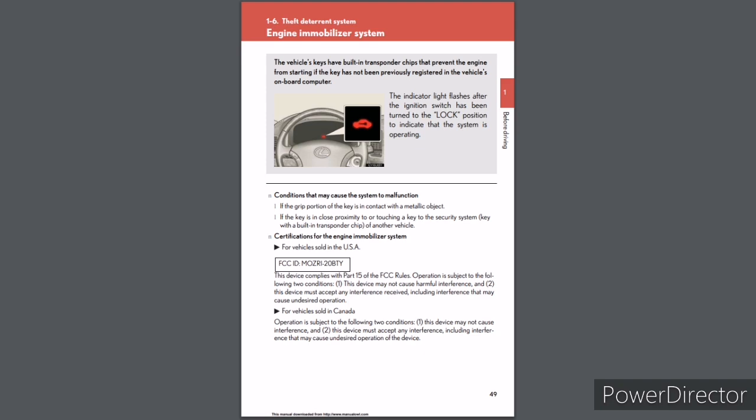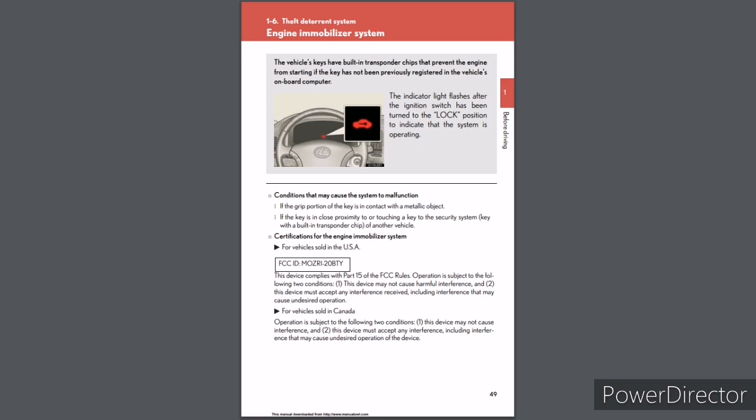Certifications for the engine immobilizer system: for vehicles sold in the USA, FCCID MOZRI-20BTY. This device complies with Part 15 of the FCC rules. Operation is subject to the following two conditions: 1. This device may not cause harmful interference, and 2. This device must accept any interference received, including interference that may cause undesired operation.